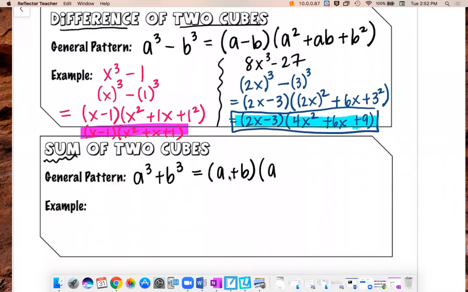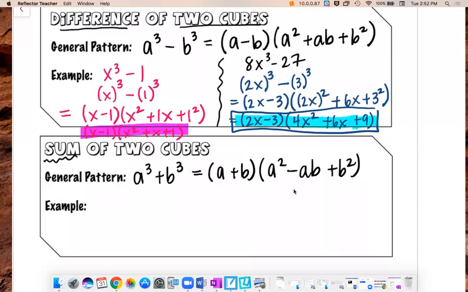And then it goes a squared. Now in this one, this becomes a minus a times b, and then plus b squared. So notice how similar these are. The only thing that's different is this is a minus and this is a plus, and then this is a plus and this is a minus. So they're really, really similar. You just have to be careful with your positive and negatives. Okay, so let's do some examples.